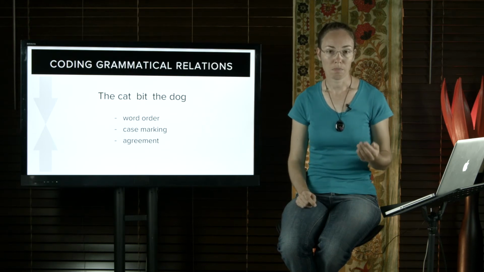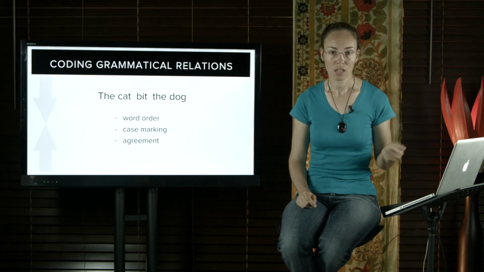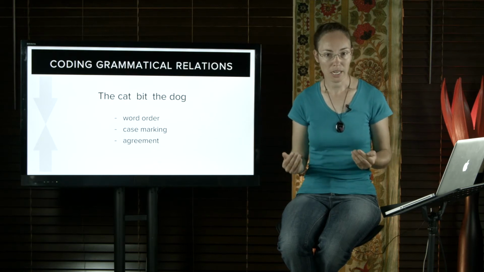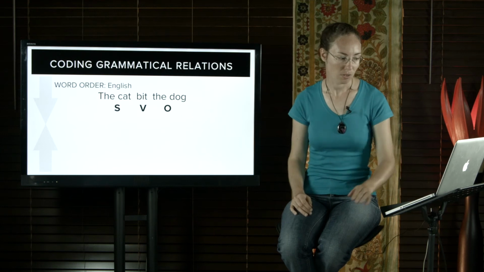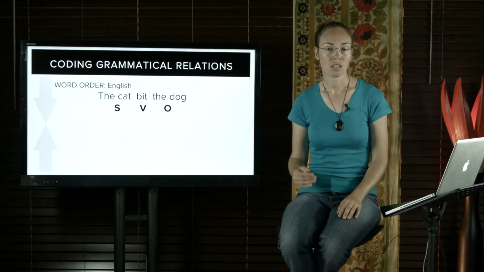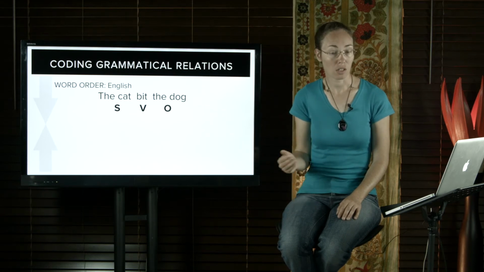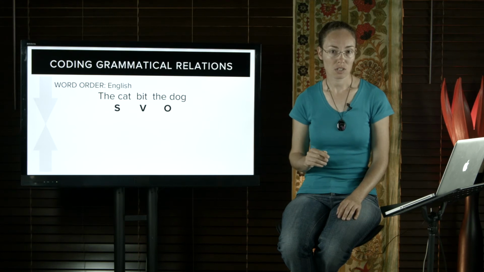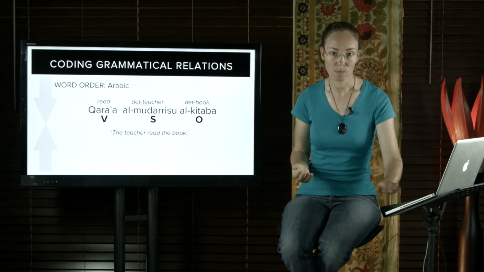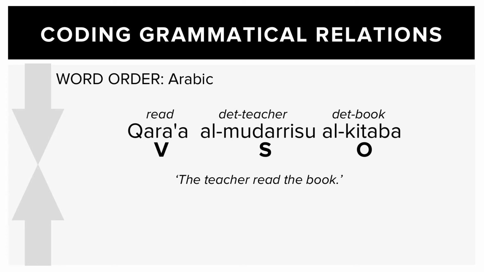In English, the main way grammatical relations are coded is by word order. The subject comes before the verb and the object comes after it. That's why we say that English has the basic sentence structure SVO. Other languages also use word order to show grammatical relations, but the order is different to English. For example, in Arabic, the sentence structure is VSO, as here in "The teacher read the book."